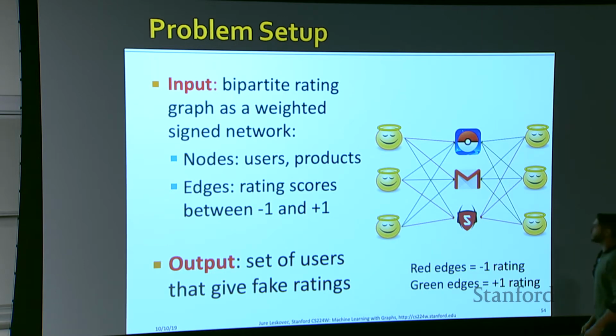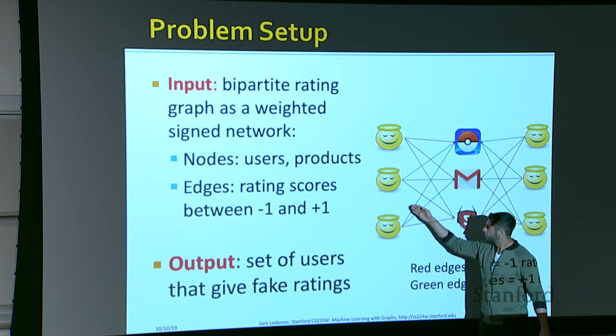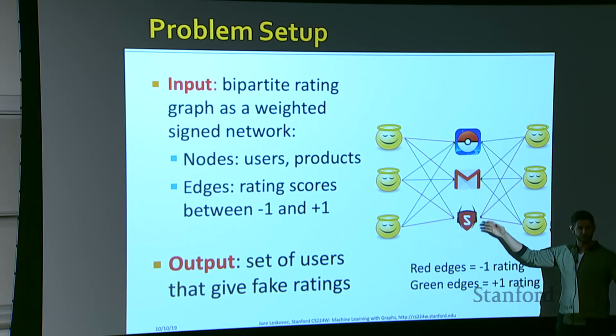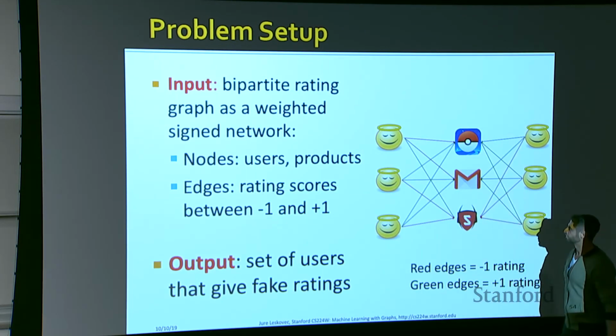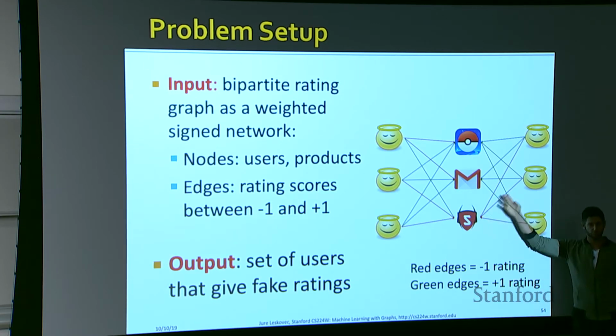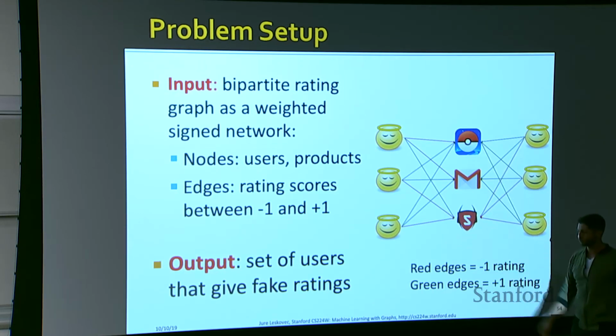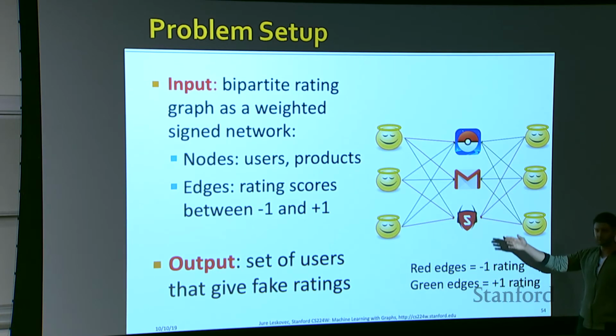Okay, it's a bipartite graph because we have users on one side, and in this case, a generic app store where you can download apps for your smartphone. So these users are leaving reviews for the different apps: Gmail, Pokemon, and a malicious app. What we want as an output from our algorithm is the set of users that are giving fake ratings because we want to kick them out of the system. And we can represent this as a signed network. Our red edges will be the negative reviews, and our green edges will be the positive reviews.